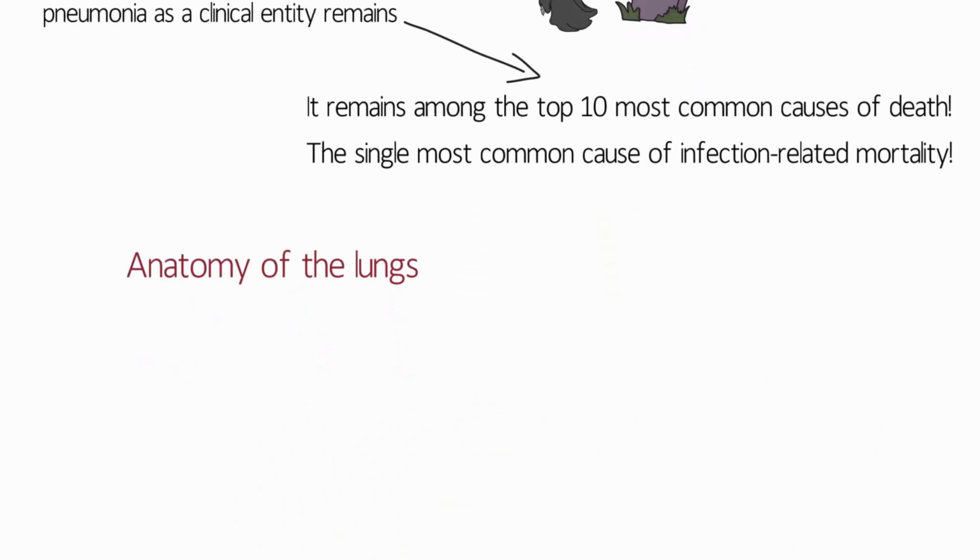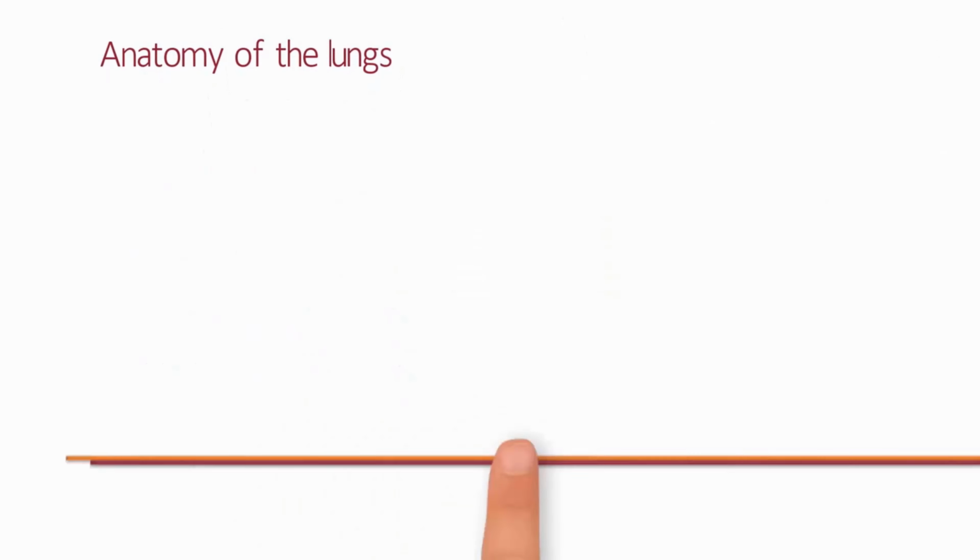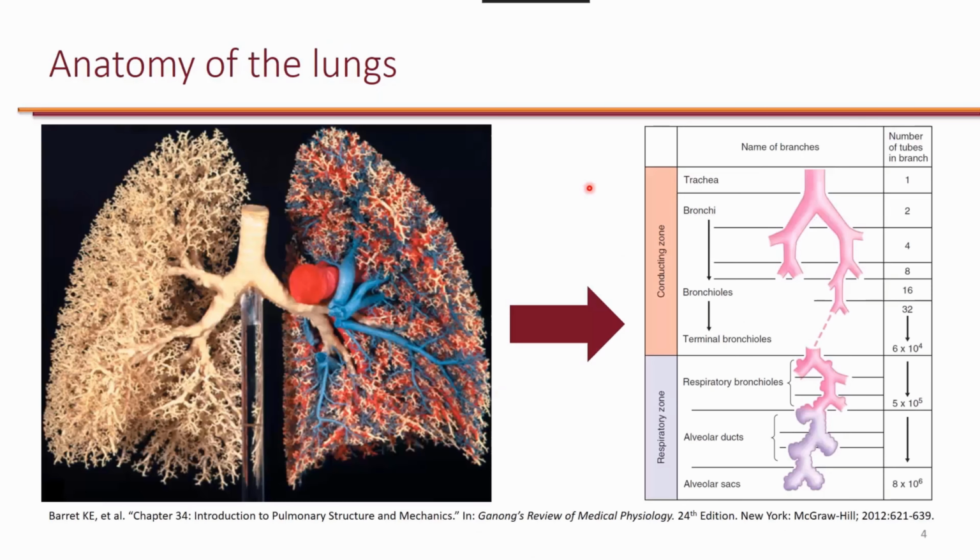Now, let's take a look at the anatomy of the lungs. As you can see, there are two zones in the lungs. There is the conducting zone and there's the respiratory zone. The conducting zone basically consists of the trachea, bronchi, and bronchioles. As you can see, as we go deeper into the lung, the number of branches increases. So when you get to the alveolar sacs, there is an extreme number of sacs, which is intended to increase the surface area in order to allow oxygenation of the blood.